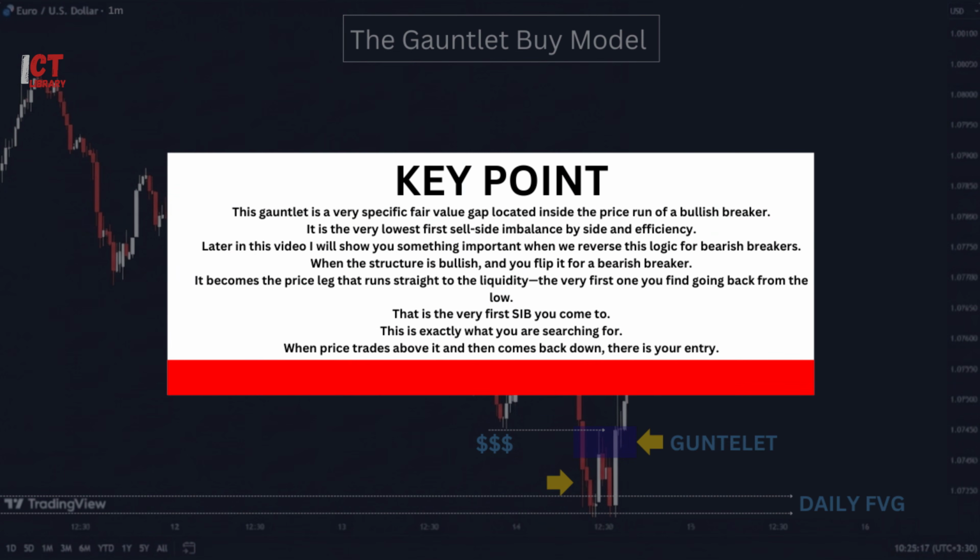This gauntlet is a very specific fair value gap located inside the price run of a bullish breaker. It is the very lowest first sell-side imbalance by side and efficiency. Later in this video I will show you something important when we reverse this logic for bearish breakers. When the structure is bullish, and you flip it for a bearish breaker, it becomes the price leg that runs straight to the liquidity, the very first one you find going back from the low. That is the very first SIB you come to. This is exactly what you are searching for.